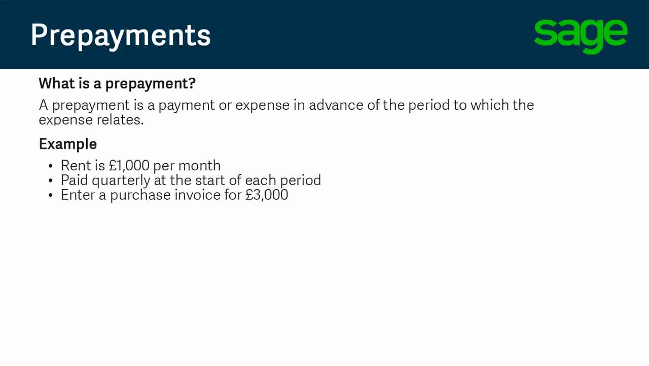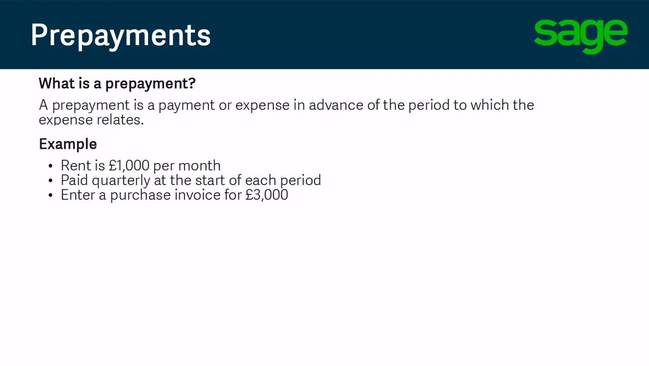Let's take rent as the example. We'll say rent is £1,000 a month. It's paid quarterly at the start of each period, and to enter that in Sage Accounts you would receive a purchase invoice, or you might just do a straightforward bank payment, and we'll say you would enter that for £3,000.